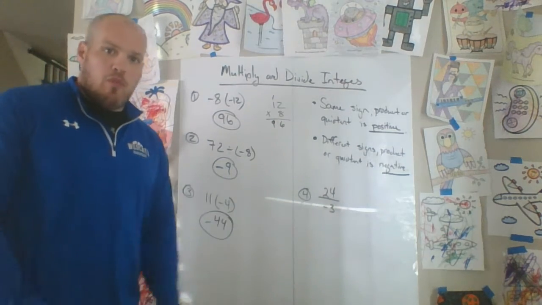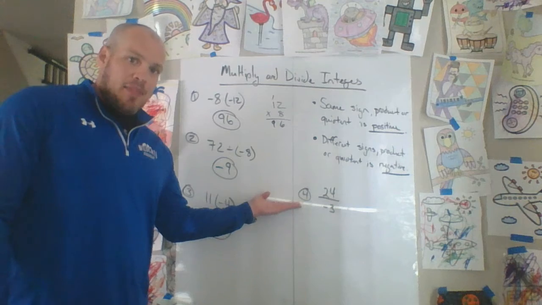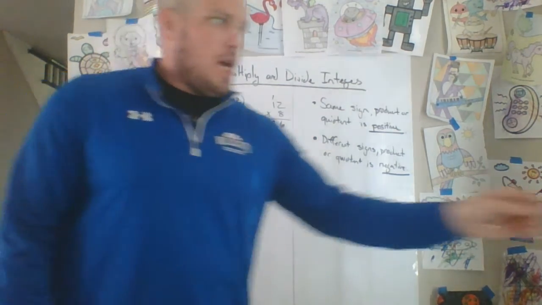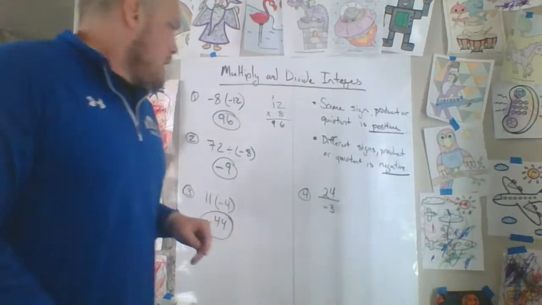Then the last one, number 4, I always like to put a problem like this on there. Sorry for the shadow. There's a little light coming through. Let's see if I can get rid of that.